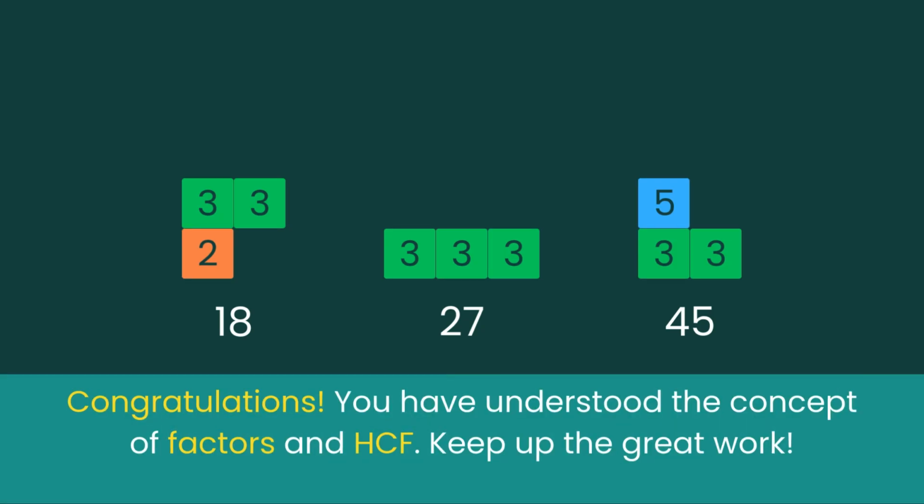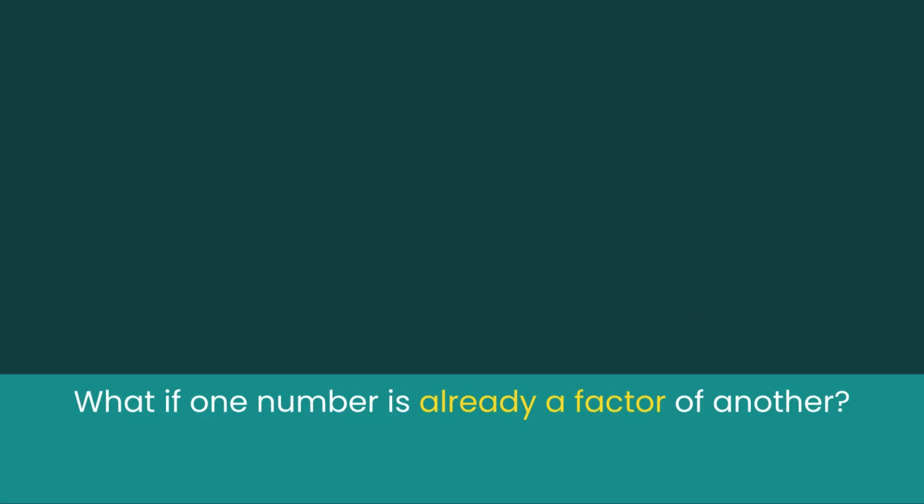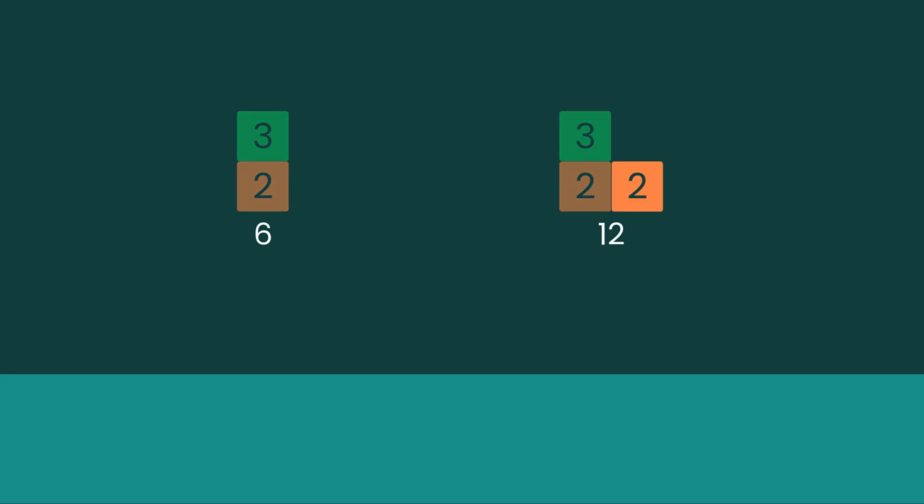Congratulations! You've understood the concept of factors and HCF. Keep up the great work! But wait, there's more patterns waiting to be discovered. What if one number is already a factor of another? For example, let's take 6 and 12. Since 6 is already part of 12's number building, the HCF is simply 6, the smallest of the two numbers.